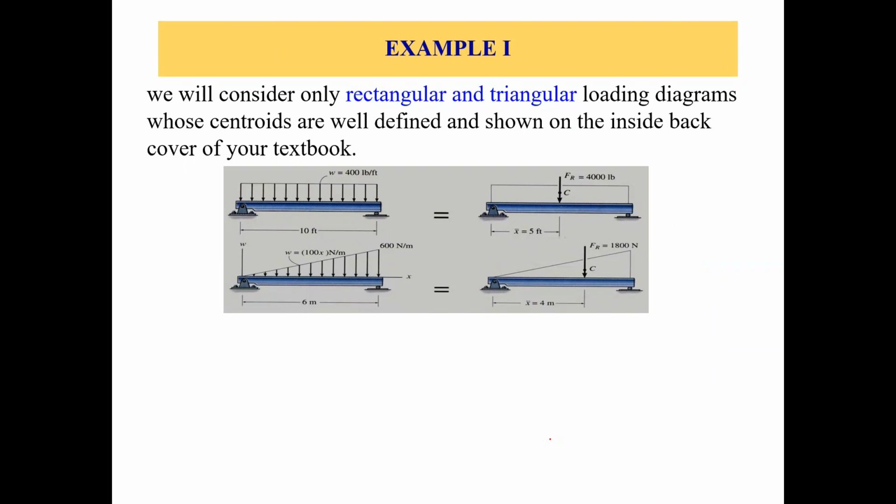Okay, so problem 1. Two beams are given. One beam here has a rectangular distributed loading on top with a magnitude of 400 pounds per foot, which is w. And this is the second beam, which has a rectangular loading with a maximum magnitude of 600 newtons per meter.